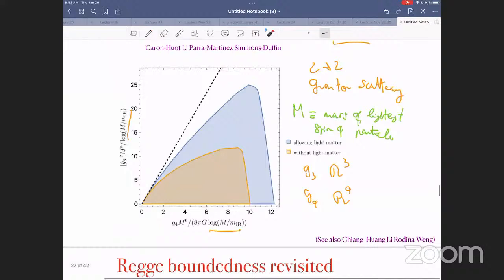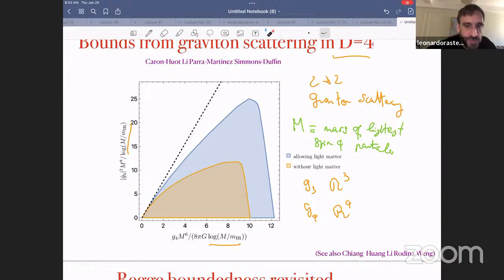So light matter here means low spin then. Yeah. Light matter. So the low energy effective field theory contains arbitrary spin zero and spin two. Yeah. Say a finite number to be safe. And then the cutoff is set by the higher spin. And the bounds are then in terms of the higher spin threshold.